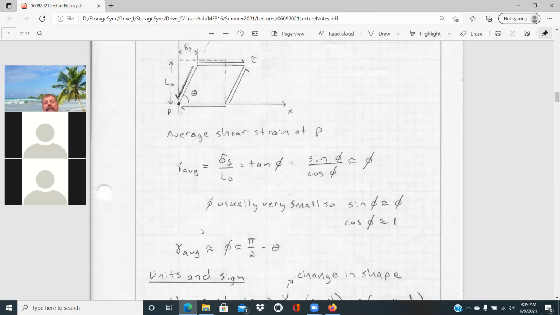Another thing to note is that if the average shear strain is approximately equal to phi, sometimes that small angle can be more difficult to measure. So that would also be approximately equal to pi over 2 minus our angle theta here. And so if you know theta, you could approximate what the angle phi is.